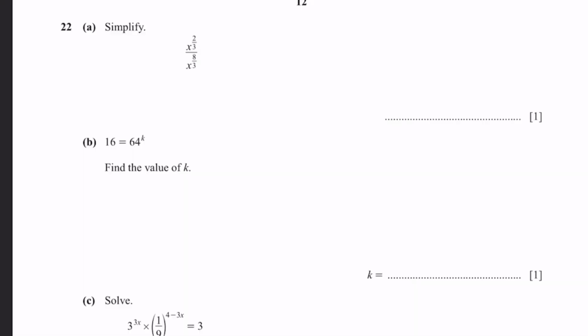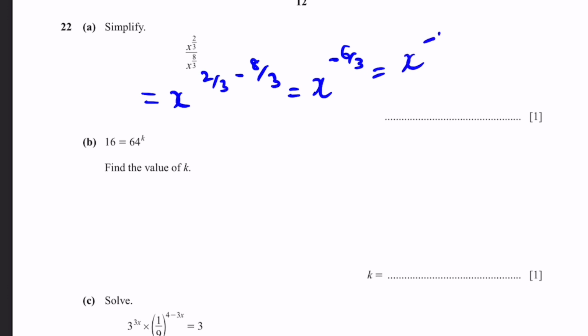Let's go to question 22. A. Simplify x to the power 2 by 3 by x to the power 8 by 3. That will be equal to x to the power of 2 by 3 minus 8 by 3 using the division rule. That will be x to the power of minus 6 by 3, which is x to the power minus 2. That's the answer.